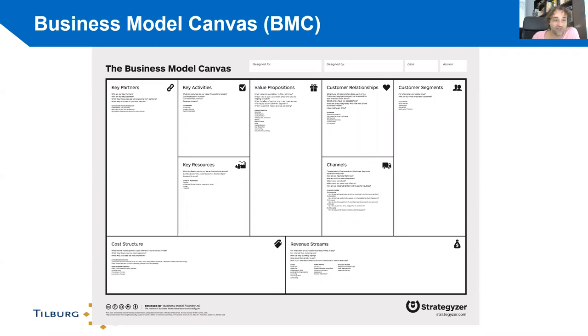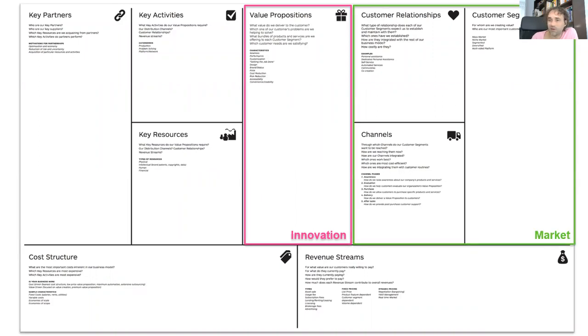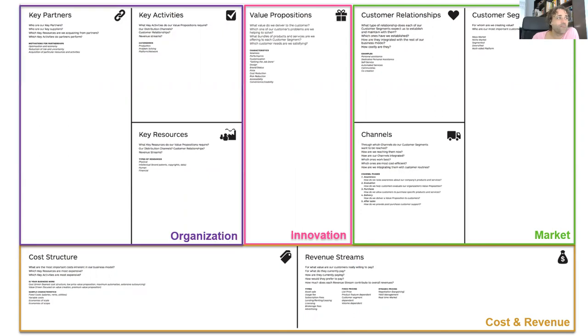So the business model canvas consists of 9 different aspects or features, but they fit nicely within the 4 main features of a business model I discussed before. The value proposition is about the innovation, what the innovation can offer. The market is the customer: how you reach the customer, who your specific customers are. Cost structure and revenue streams are, of course, about costs and revenue. And finally, the key partners, activities and resources are about how you organize your organization around the innovation.